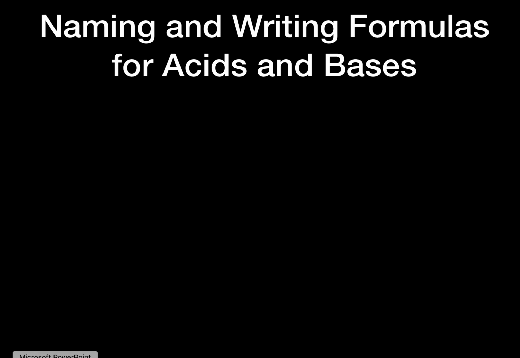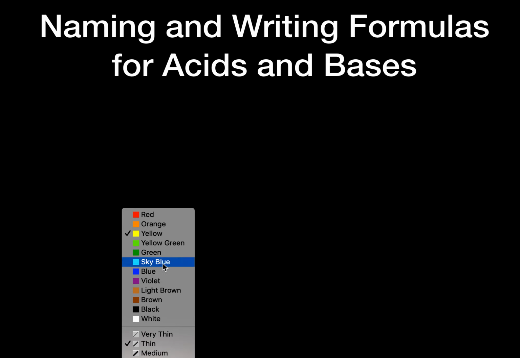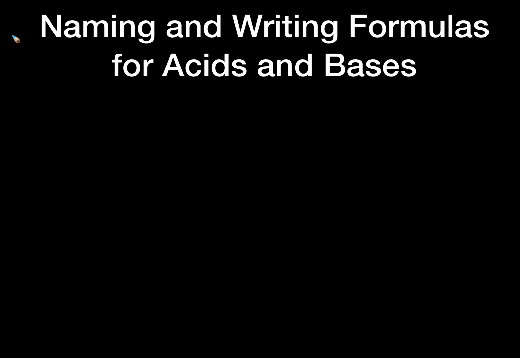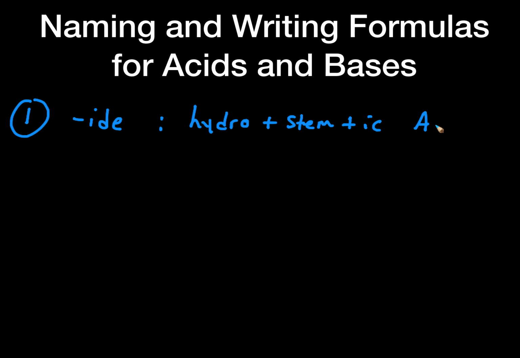Okay, so to finish off the video, we're going to talk about naming and writing formulas for acids and bases. And we talked about this earlier in the school year. So there's 3 rules for naming an acid. And it all has to do with the anion. So the first one, we remember, if our anion ends in IDE, it's going to take the form hydro plus the stem of the anion plus IC, followed by the word acid.